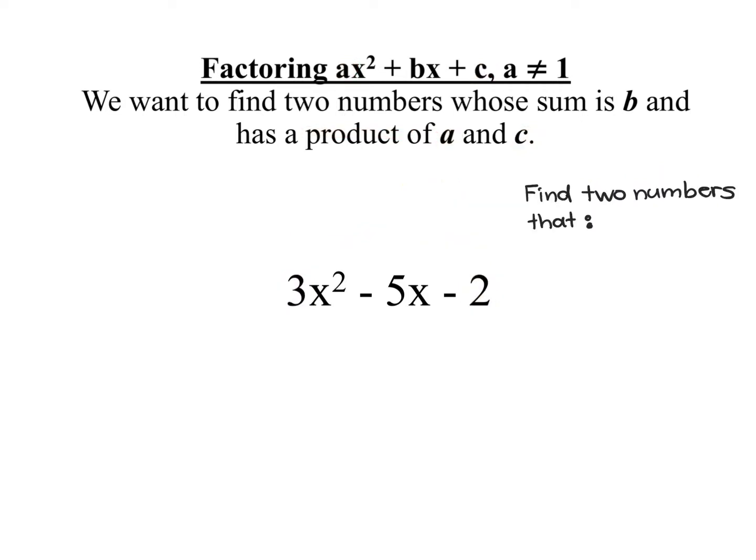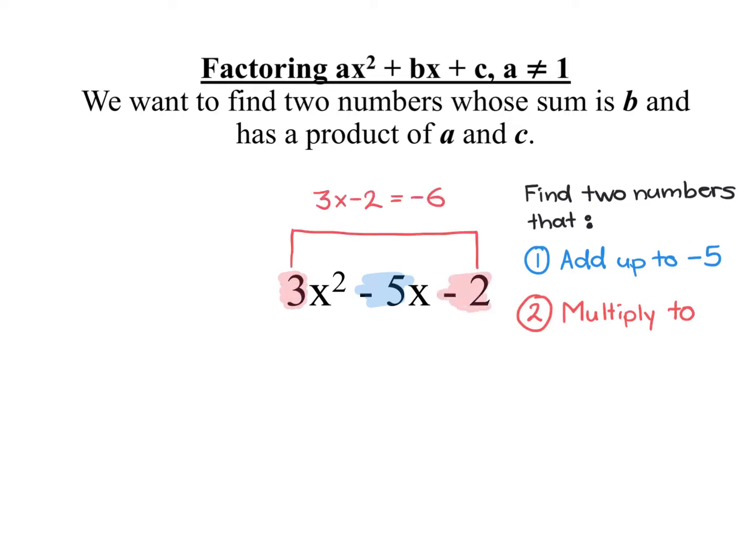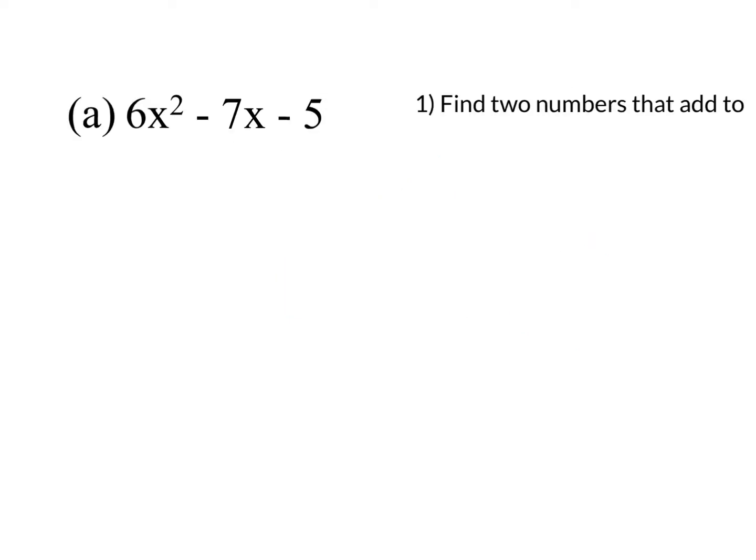Okay, so let's just review that once again. When you're finding problems like this, you start by finding two numbers that add up to the middle one, in this case -5, and those same two numbers should multiply to the 3 and the -2, meaning -6. That's how we're always going to start the problems. So let's actually do a couple of questions. On to our first question.